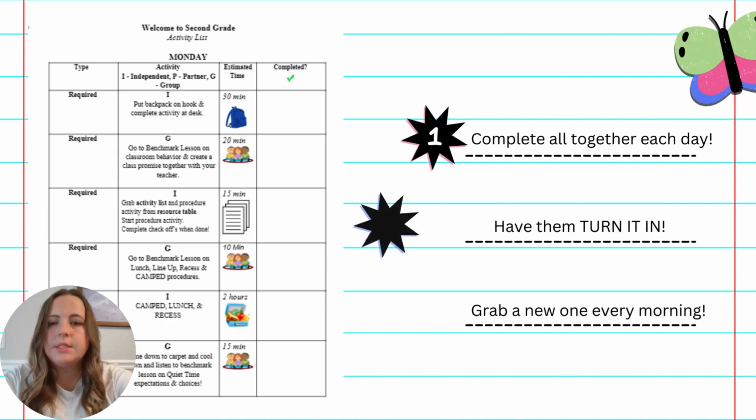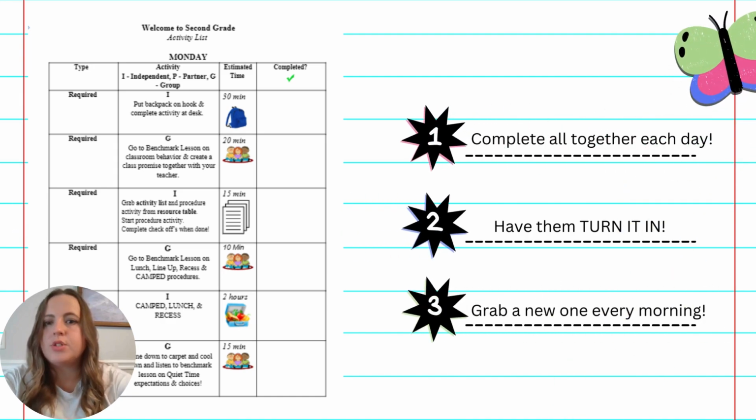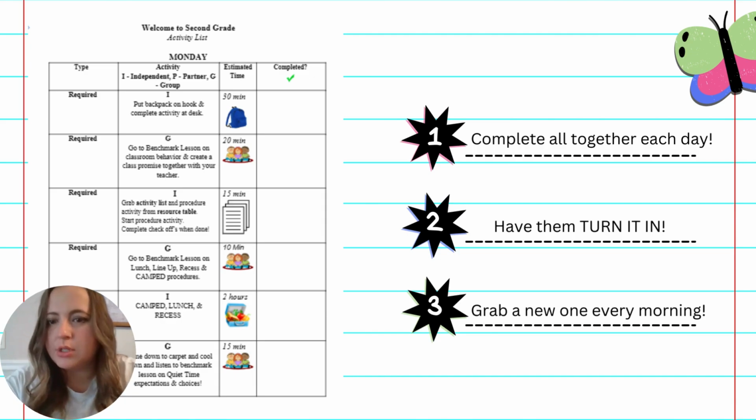This is kind of how their first week's activity list will look. They usually get about 1 to 2 weeks' worth all together, but in the beginning of the year, they're going to be getting 1 day's worth and we'll be doing it all together. So we'll complete it all together each day, have them turn it in, and grab a new one every morning to get into that routine of an activity list.